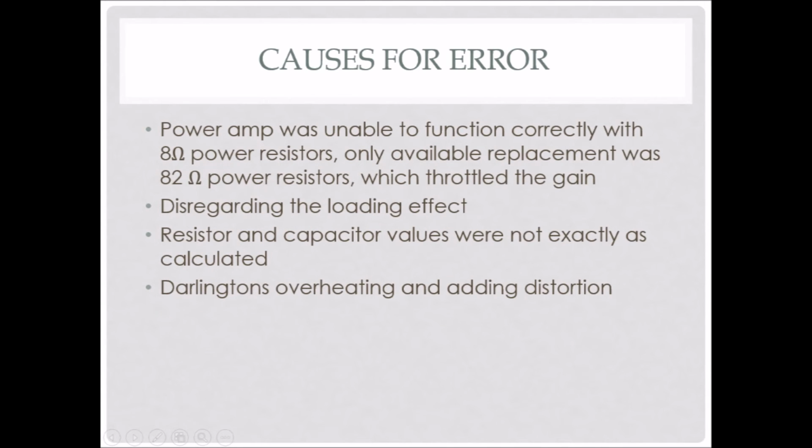Some other sources of error in our project were that we disregarded the effect that the load had on the circuit, and the resistors and capacitors we had access to had a low tolerance, so they could be very different values from what we needed. And the biggest problem with the circuit is that the Darlingtons needed to have a large current through them, but they overheated and stopped functioning properly when that happened, which is why we had to add in the power resistors, which then lowered the gain.